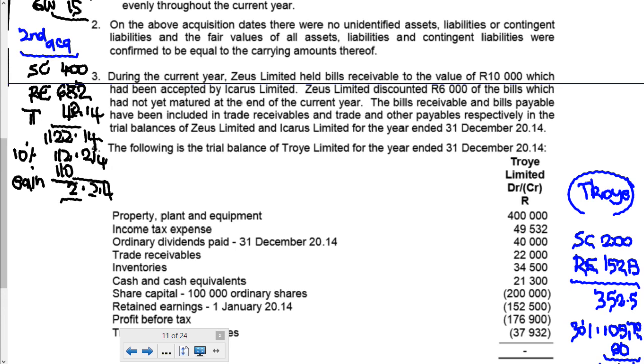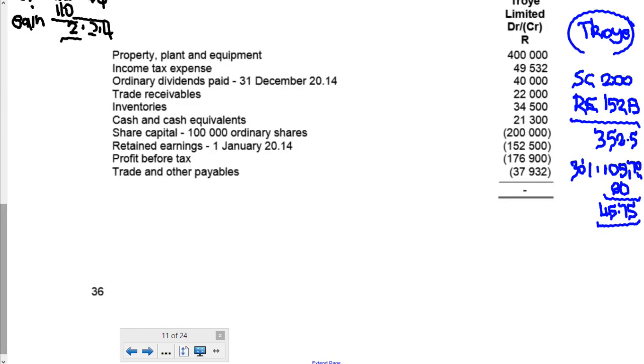So when we did the acquisition or the ONAC for Troy, which is the associate, we did land up with a big bargain of 45,750. So share capital, retained earnings. The acquisition was the first day of the year. We land up with a big bargain of 45,750. It would have gone into retained earnings. No, it would have gone into share of profit in associate. I always say it goes to retained earnings. No, it's current year. It goes into share of profit in associate.